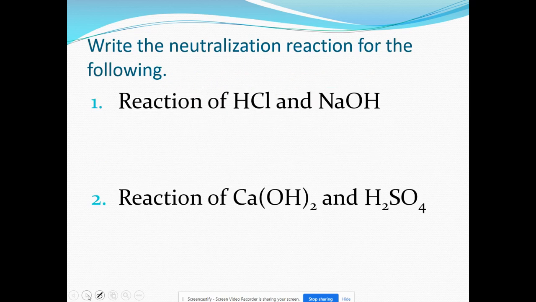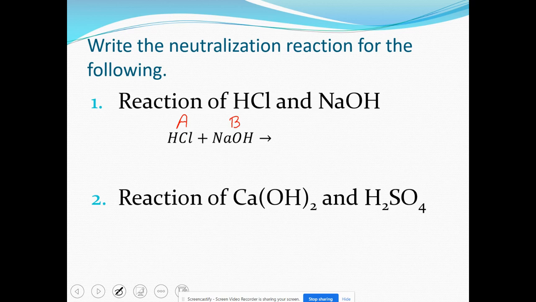So our first one, we're going to do the reaction between HCl and NaOH. So we know that our reactants are just going to be those two formulas. Now we need to figure out which one is the acid and which one is the base. Well, we know that acids always start with H, so in this case, the HCl is going to be the acid. And we know that bases, for the most part, always end in OH. So that means that the NaOH is going to be the base.